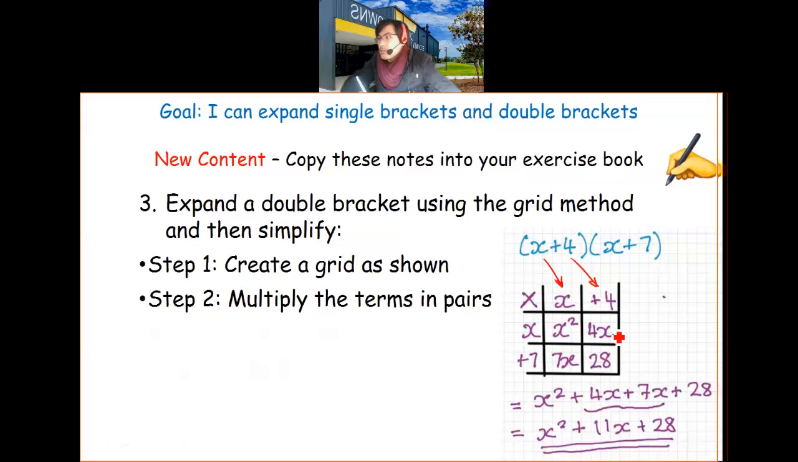Okay, so this is doing the first row. And then for the second row, we got x times 7, that gives us 7x. And then 4 times 7, that gives us 28. So then we just put everything together. So x squared plus 4x plus 7x plus 28. And we can see that the 4x and the 7x can be combined together. So we have x squared plus 11x plus 28.